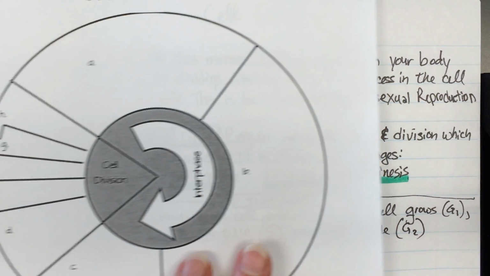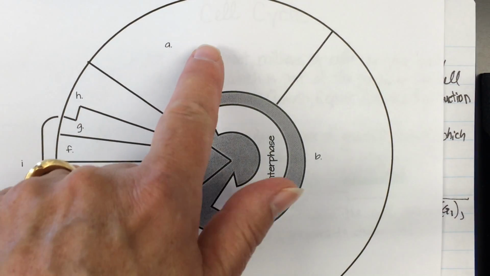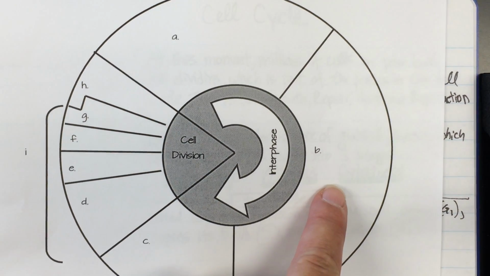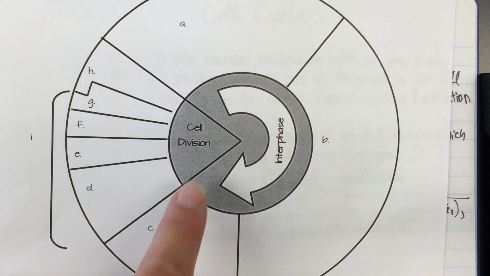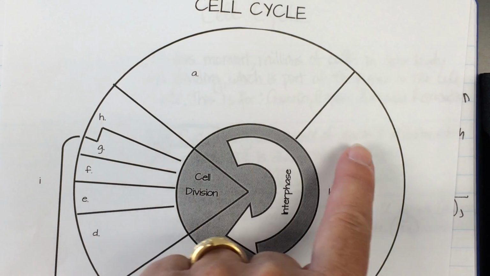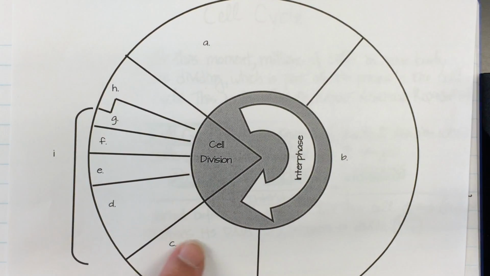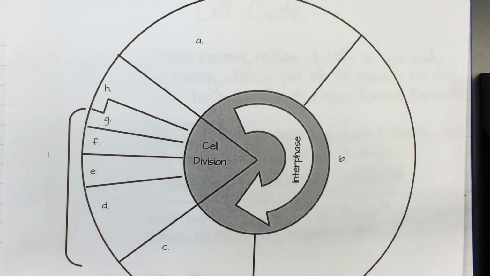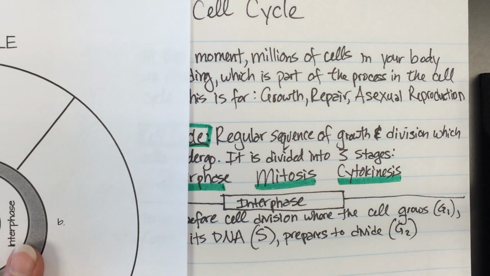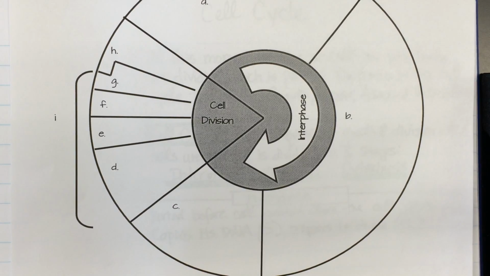So we call that the G2 stage. And when you do your foldable in a minute, you're going to see this is G1, this is S, and this is G2. So it's growing, it's replicating its DNA, and then it's growing some more. Okay. It duplicates the organelles also in that S stage right here too.